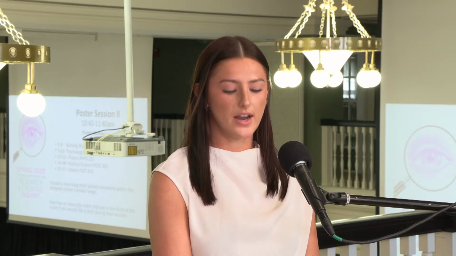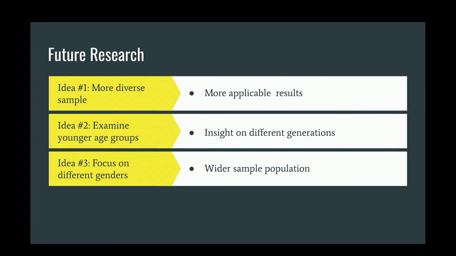Future research that can be done has been formed into 3 separate ideas. The first is finding a more diverse sample. We suggest this due to low diversity in our sample. The second would be to examine younger age groups, ideally 13 through 17, as we were not able to do this in our survey. The third idea for future research is to obtain a wider sample between genders, as our sample was mostly women.